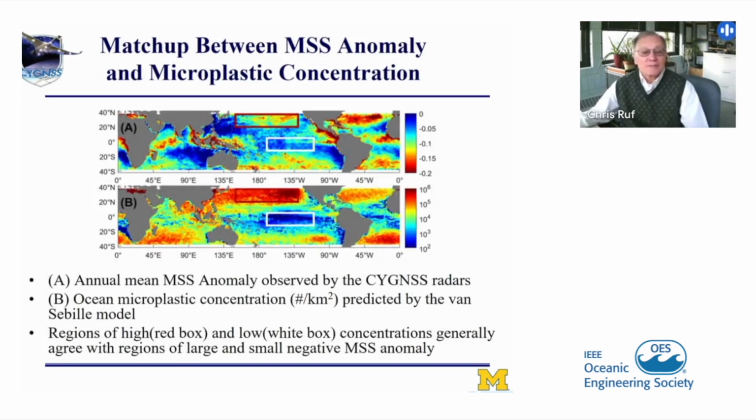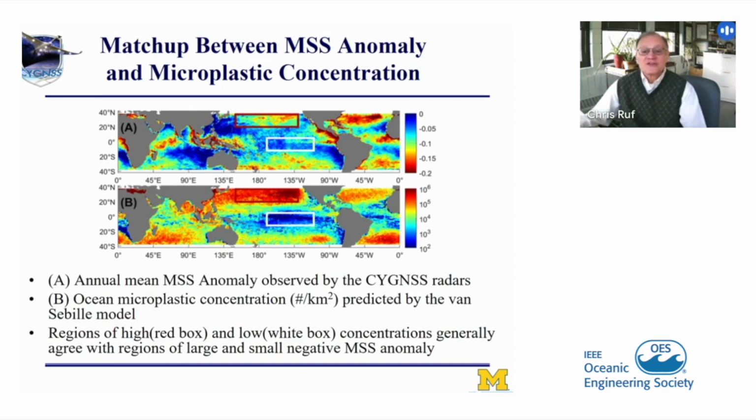And here's an example of what that looks like. The top plot here is the mean square slope anomaly measured by Cygnus averaged over an entire year of data. You can see in particular that it is strongly negative, red where it's negative, in the North Pacific gyre, the North Atlantic gyre, and then down in the South Pacific and South Atlantic gyres, and also in the North Indian Ocean. So these are regions where the ocean is less rough than it would be if there hadn't been anything in the water. That's the hypothesis, for a given wind speed.